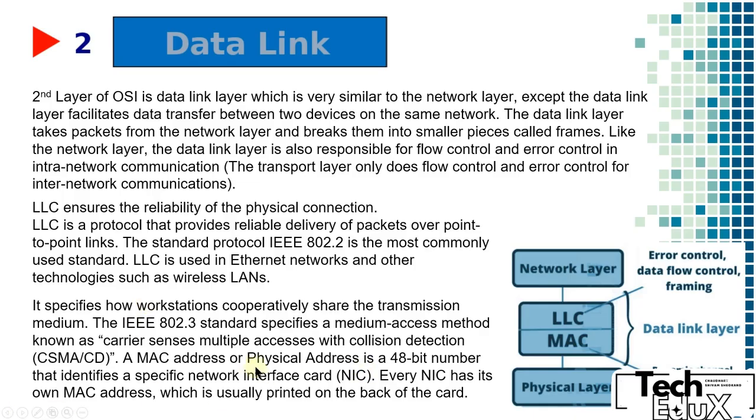A MAC address or physical address is a 48-bit number, as we have already talked about. It identifies a specific network interface card. Every NIC has its own MAC address, which is usually printed on the back of the card. So as you can see over here, LLC will speak with the network layer, where we have routers, and the MAC at the data link layer will talk with the physical layer, which we are going to cover in the next slide.